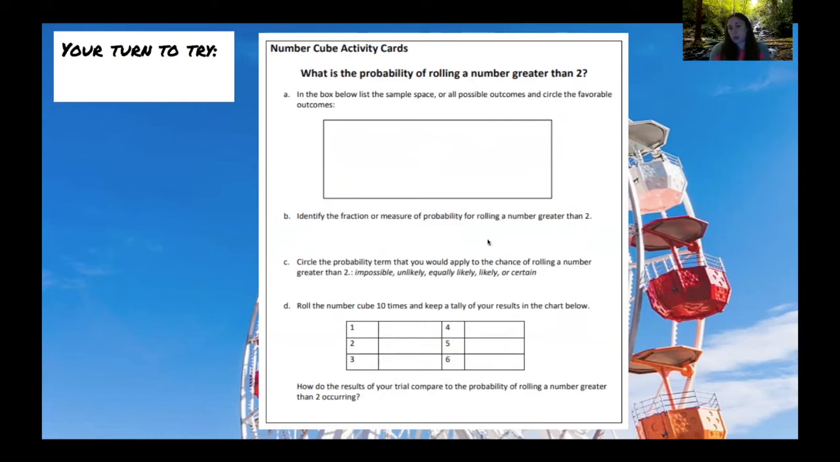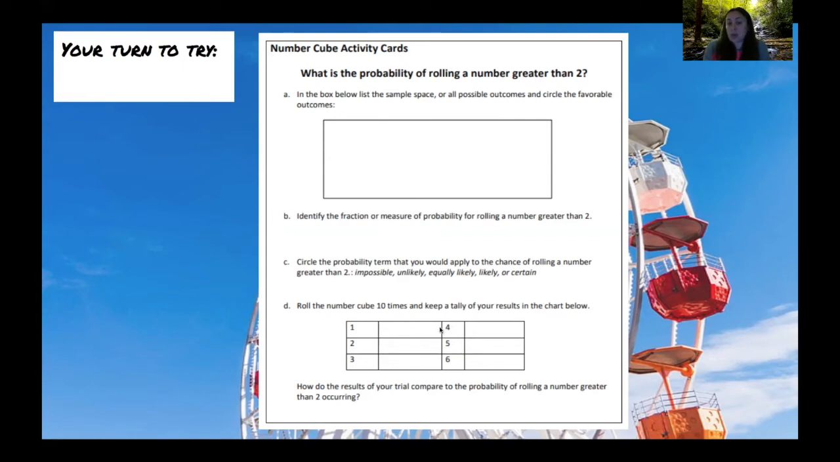Identify the fraction or measure of probability for rolling a number greater than 2. So here's where we're going to write the fraction. Circle the probability that you would apply to the chance of rolling a number greater than 2. So is it impossible, unlikely, equally likely, likely, or certain? And then D, roll the number cube 10 times and keep a tally of your results in the chart below.